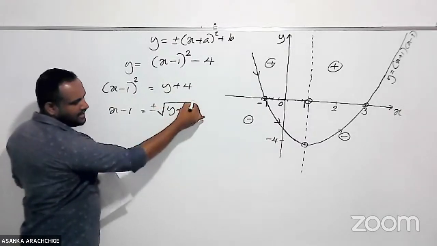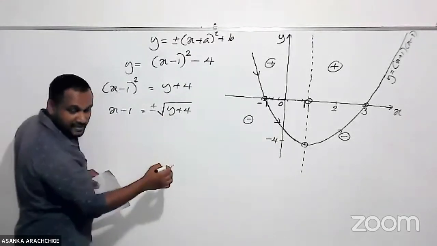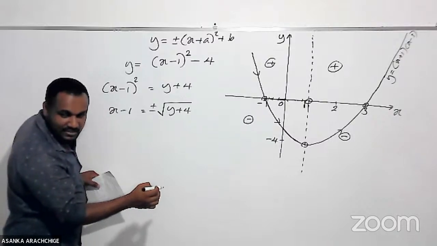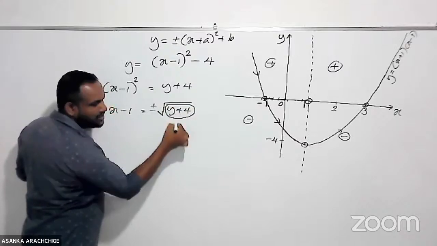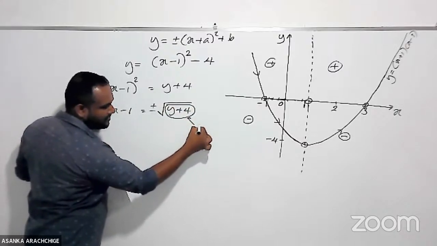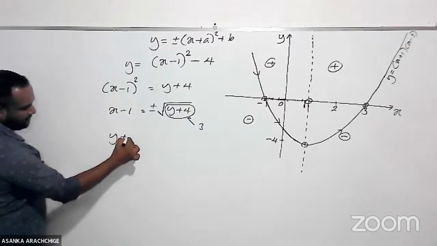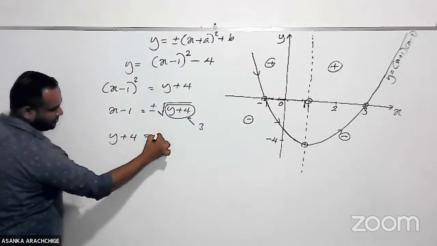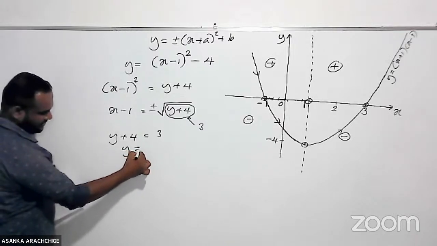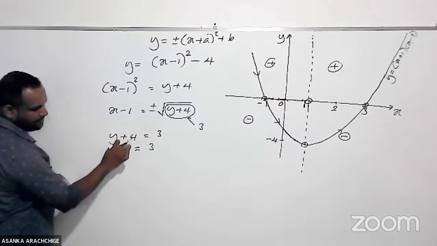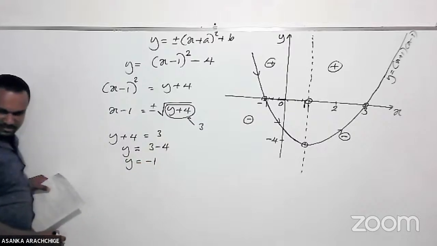That means now we have got the square root sign. But we want the square root of 3. This entire part must be 3, so y plus 4 must be 3. That means y is equal to 3 minus 4, taking this plus 4 to the other side as minus 4. Then y is equal to minus 1.